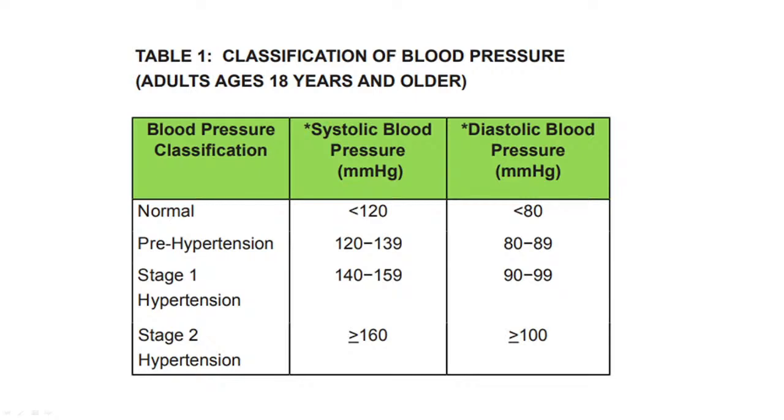When you reach stage 2 now, it is greater than 160. So anything above 160, the top number, and anything above 100, the bottom number, then you're full-blown hypertensive, right? This is when you want to make sure you bring that down, because we are talking about strokes. It will lead to that. We all know that road is there, but we are focused on everything before that.